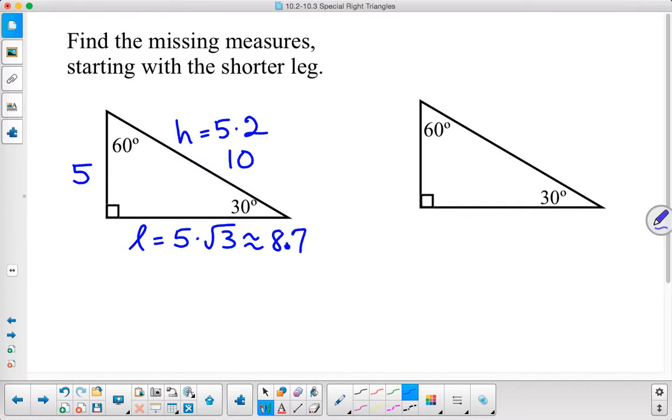Okay, let's start with the short leg. Let's say the short leg is 18. Figure out the other sides and then check to see if you did it right.